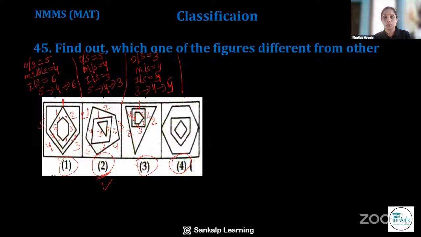Then come to the fourth one. The outer shape has 6 sides. The middle shape has 5 sides. And the inside shape has sides 1, 2, 3 and 4. So it follows the pattern 6, 5, 4. They are decreasing.